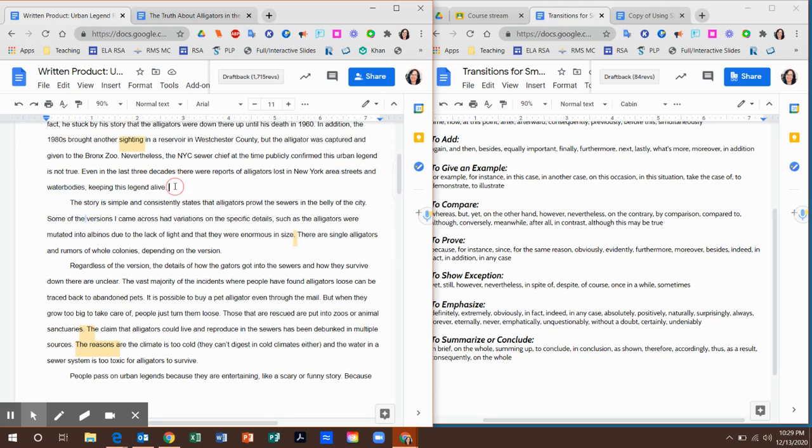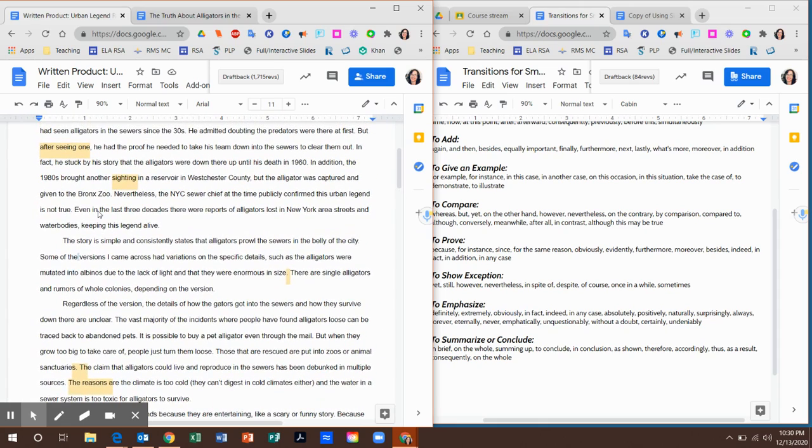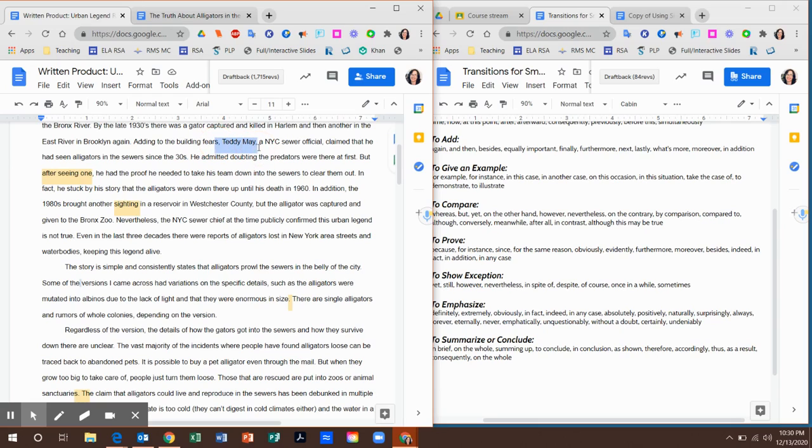is connect that idea, like keeping this legend alive. And I want to connect it to the fact that the story is simple and consistently states that the alligators prowl the sewers in the belly of the city. So that topic sentence right there is, there are only a little kind of details that get added or changed to these different versions of the story. But I think that's partly the power behind this legend, is the fact that there's just enough of it to be believable. And so every time an alligator is found as a discarded pet, the legend just resurfaces and everybody's talking about how they're down in the sewers. See, I told you, my great great uncle, Teddy May, he was right.